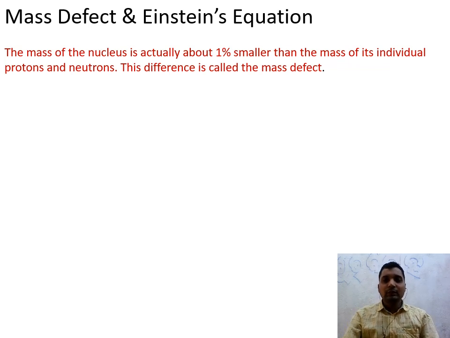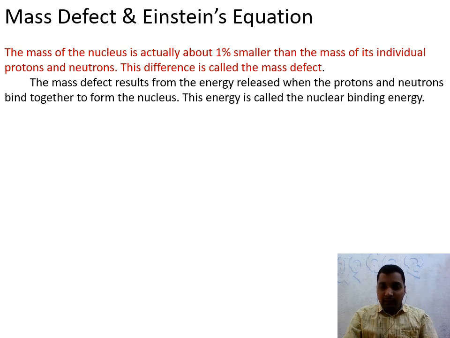The mass of a nucleus is actually a little bit less than the individual protons and neutrons. So that difference of mass is called mass defect. In case of chemical change, the mass of reactant is always equal to the mass of product. But in case of nuclear change, the mass of reactant is not equal to the mass of product. So that difference of mass is called mass defect. Where does that mass go? That difference in mass, that amount of substance or quantity of matter, changes to energy.